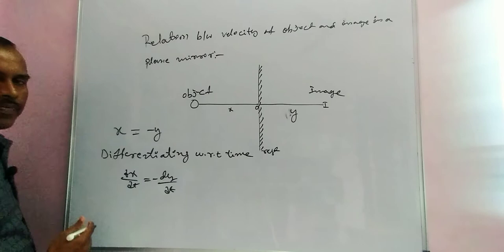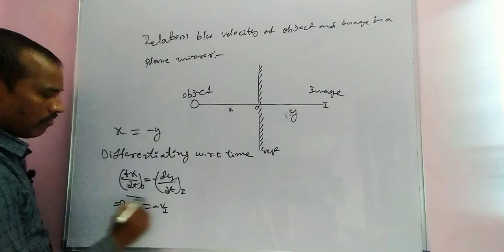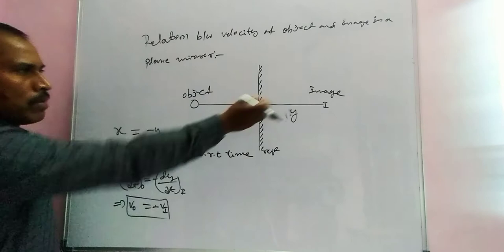So that means v of object and this one image: v naught is equal to minus vi. Here vi means the velocity of the image, and v naught means the velocity of the object.